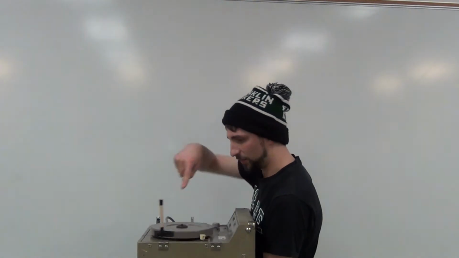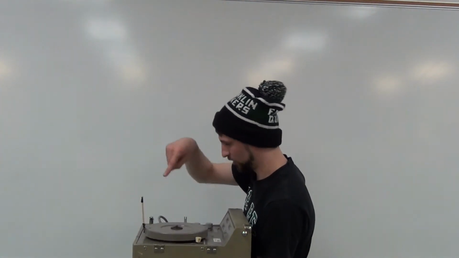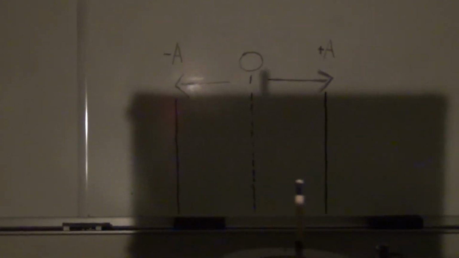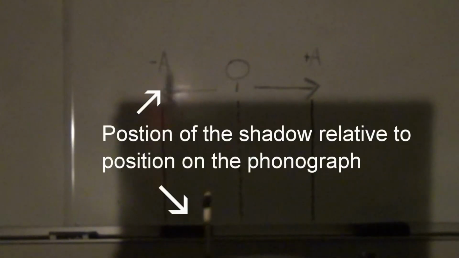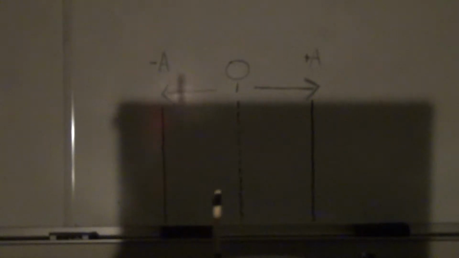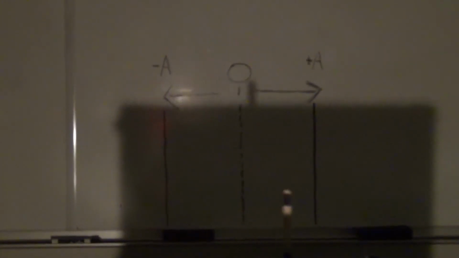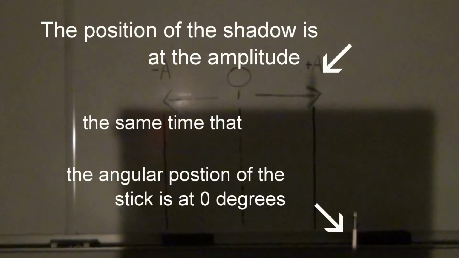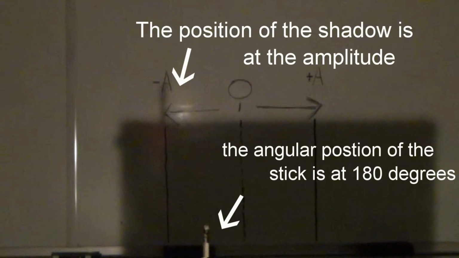So if you get that set up, you can watch the stick go around and around, and you'll watch the shadow go back and forth over and over again. Now, we are interested in the position of the stick, which we will call X, position. The cool thing to note is that when X equals the amplitude or greatest displacement, that is when the phonograph angle equals either 0 degrees or 180 degrees.